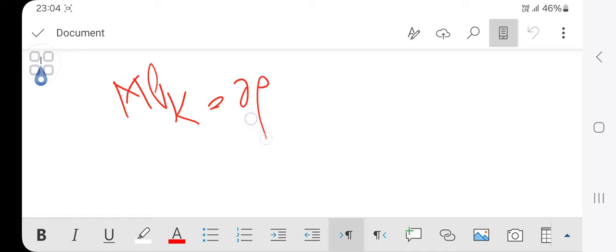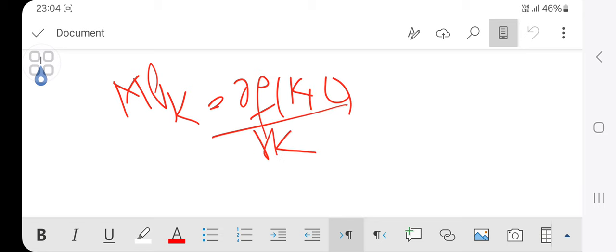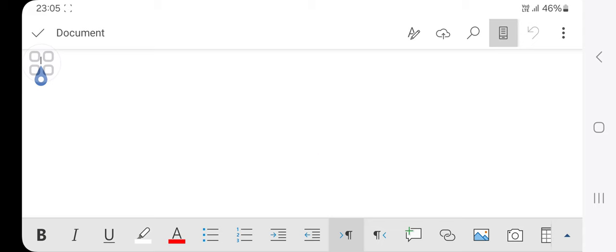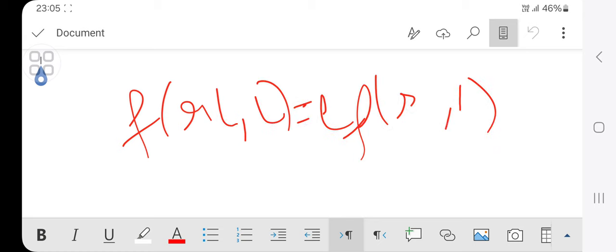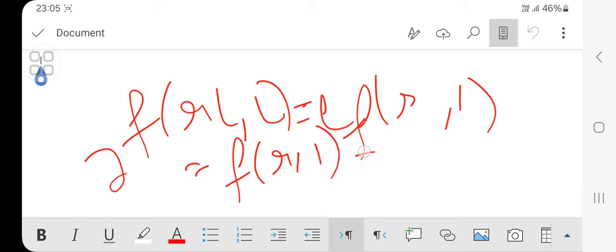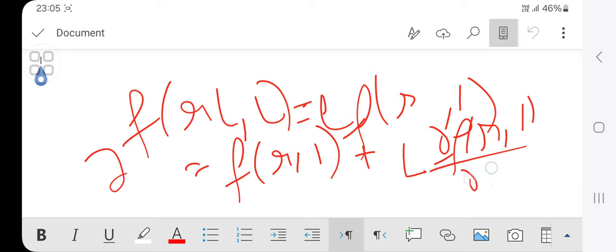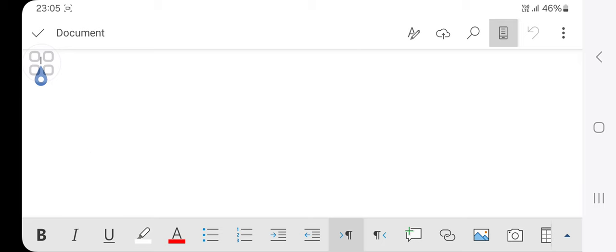MPK is equal to del F(KL, L) by del K, right? So MPK, since r is a constant, will be 1 by r, then the whole thing. Now F(rL, L) will be L F(r, 1). If we differentiate, then it will come F(r, 1) plus L del F(r, 1) by del L.